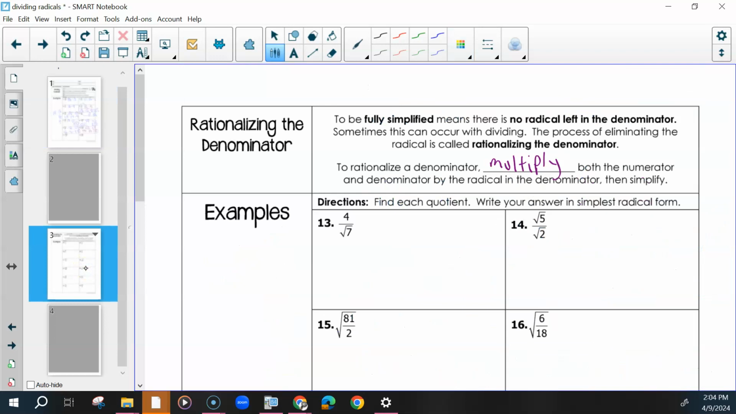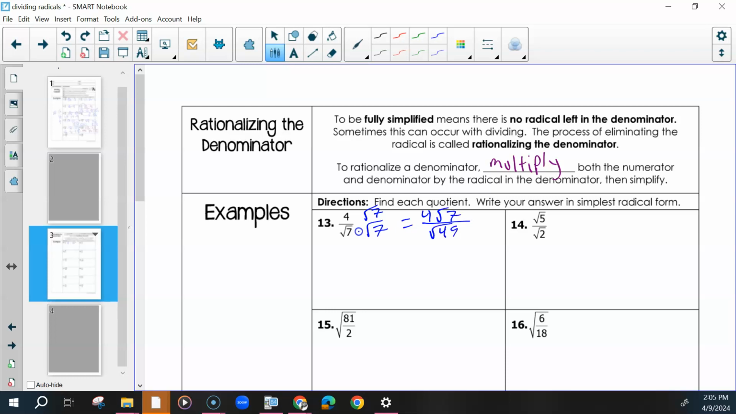So now let's do some more of these on this page. We're going to start with this 13. We can't divide them as is because one is not underneath the radical and one is. So we're going to rationalize the denominator, take that denominator, multiply it by the square root of 7 in the numerator and the denominator. And when you do this to the numerator, because it doesn't already have a radical, the 4 is just going to become a coefficient.